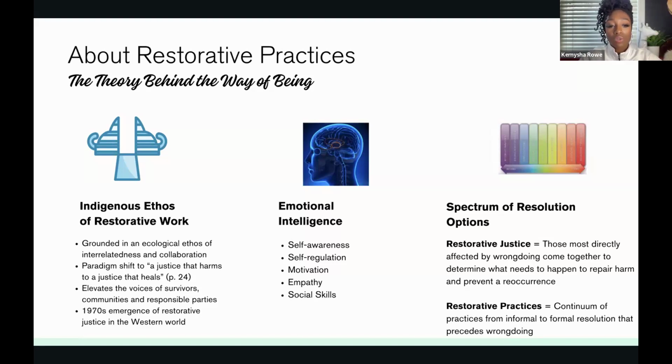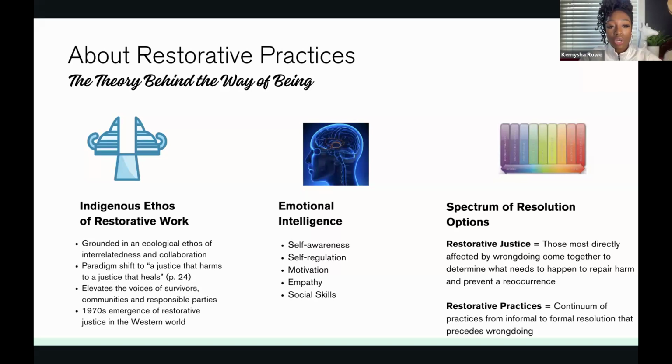And when we think about restorative practices, it is a paradigm shift from one that harms to a justice that heals. And that is very much true about Indigenous cultures, is that even though someone has created harm or created tension, we want to invite them in to still be a community member to resolve that particular situation.